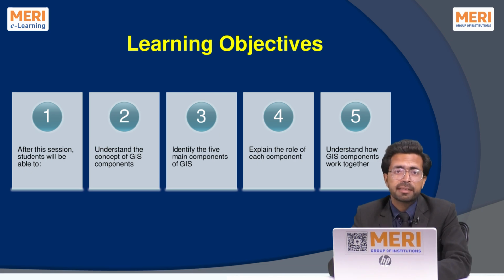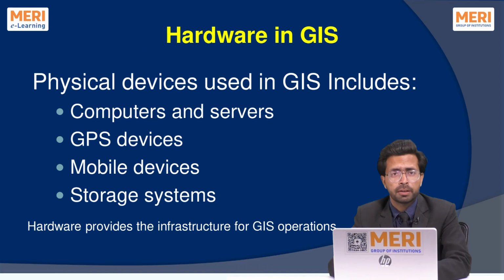Think of GIS as a complete ecosystem. Just like a system cannot function without proper coordination between its parts, GIS also requires all its components to work together efficiently. In this lecture, we will discuss each component in detail and understand its role in GIS operation. First of all, we have hardware. Let's begin with the first component, which is hardware.